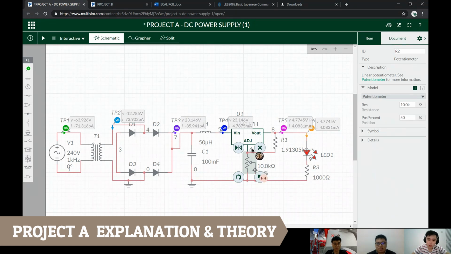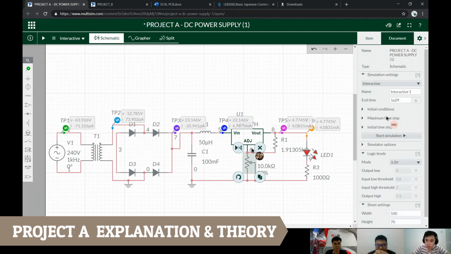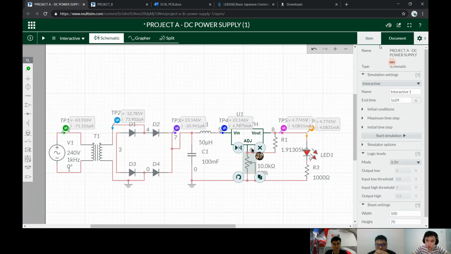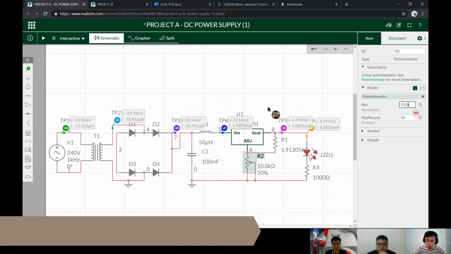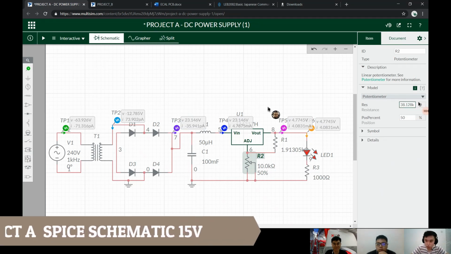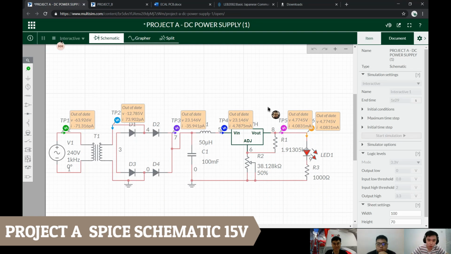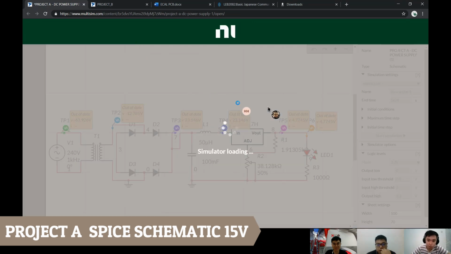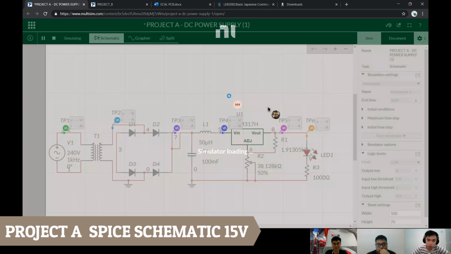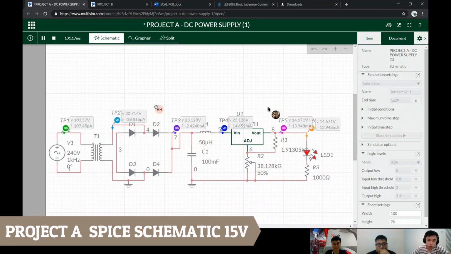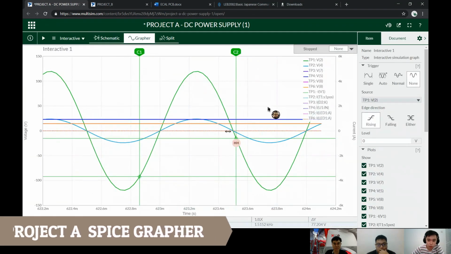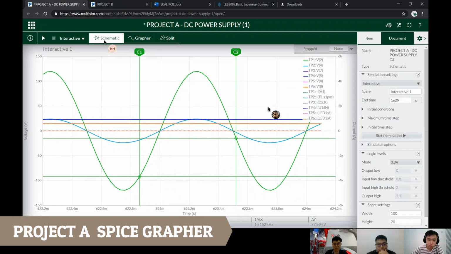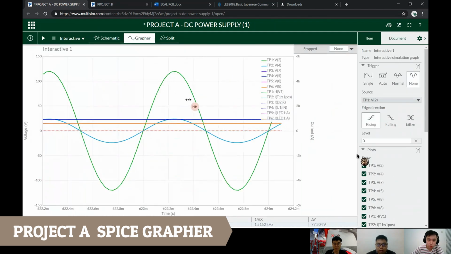And I will change the value of the rheostat to get another graph. So now I will run it again to get another output. So this is the other output we get when we put the rheostat value to 38.128 kilo ohm. So the graph looks like this. The output will show less than 15 volt.